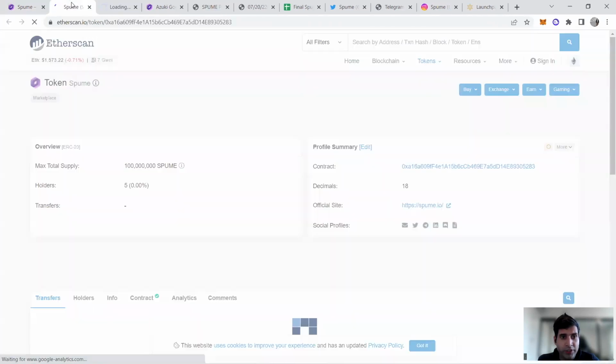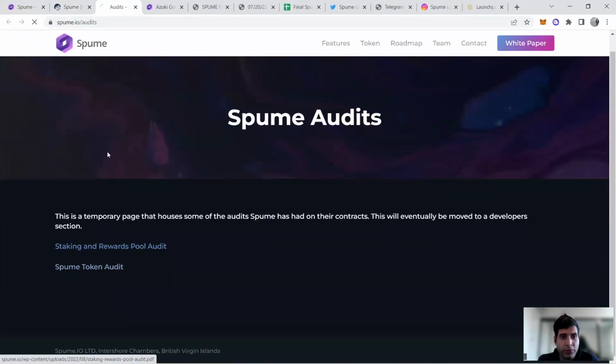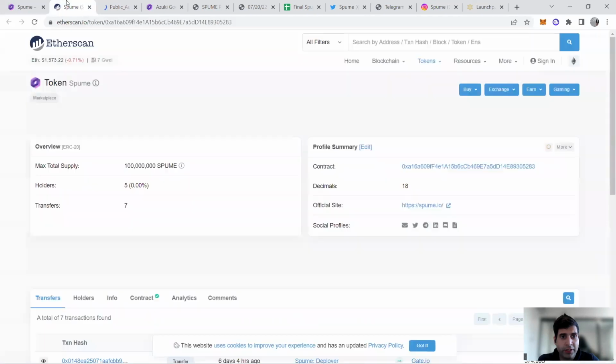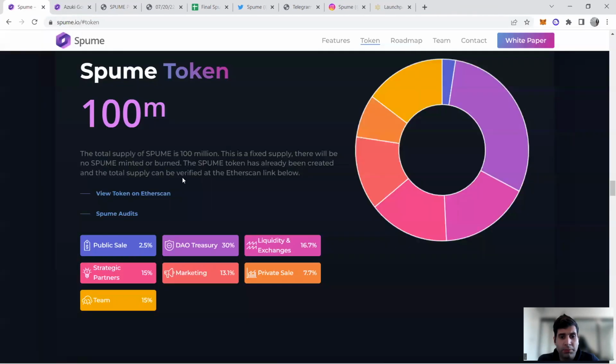And there's also the audit that's already been completed for Spume. So you can see the token audit has been completed by Watchtower. And also this is the total token that's there. So that's pretty much complete. Now, in terms of the breakdown, 2.5% of the tokens is going to be on the public sale.